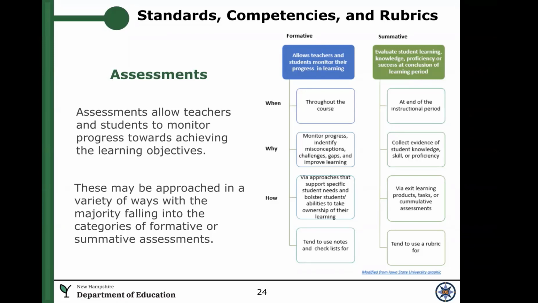Formative assessments can be given in a lot of different ways for a lot of different reasons, but they also help students take ownership of their own learning because they can see how they're progressing as you move along and not just waiting until the end. And the summative is, are we ready to exit or not? Or do we need to rethink how we do things? Or what supports may you need? You're almost there, but you still need a little support. So formative assessments, we tend to use notes and checklists for. Summative assessments, we tend to use a rubric for.